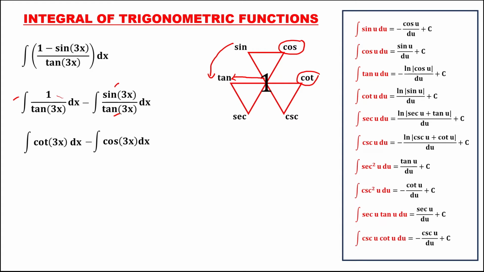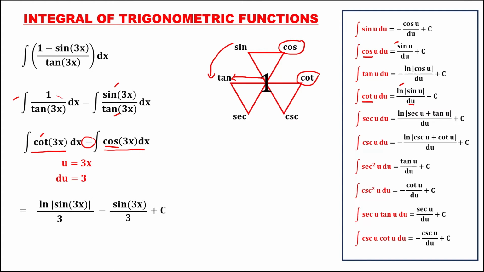Then to evaluate now the integral, for this term and for this term, u is equal to 3x and du is equal to positive 3. Then for the integral of cotangent, that's positive ln times the absolute value of sine u. So this is ln, the absolute value of sine 3x, over du, so over 3. Then minus the integral of cosine, and that is sine u, so this is sine 3x over 3, then plus c.